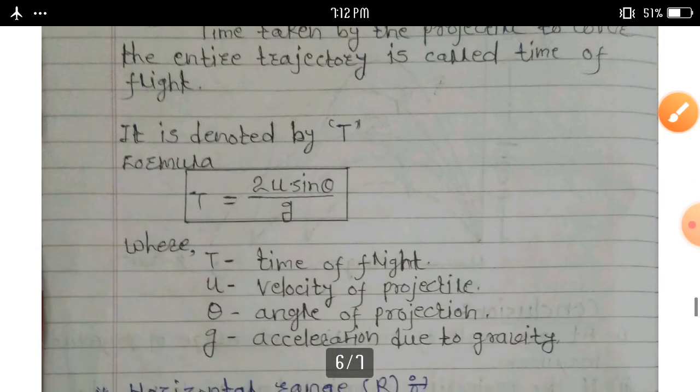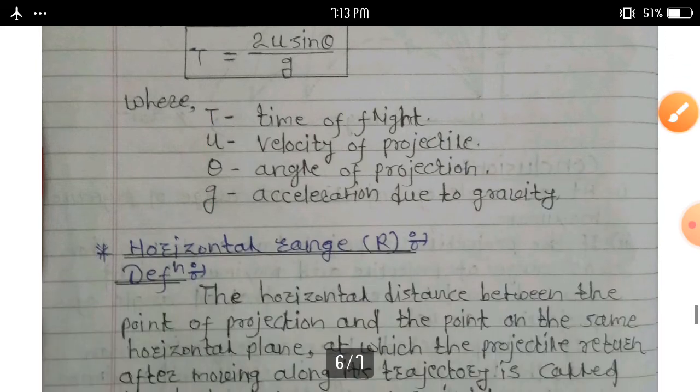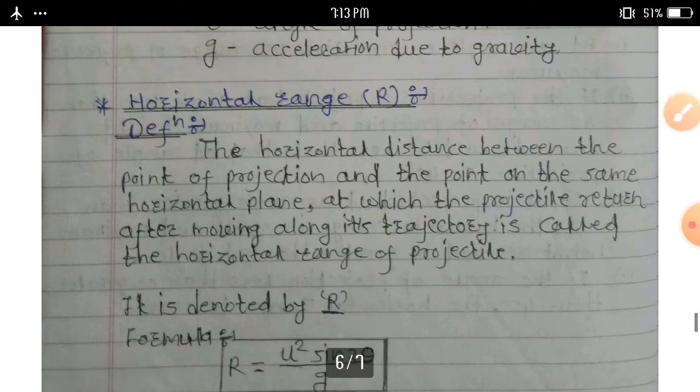Then the formula for time of flight is given here. Capital T is equal to 2u sin theta upon g. Here capital T is the time of flight, u is the velocity of the projectile, theta is the angle of projection, and small g is the acceleration due to gravity. With this formula we can calculate the time of flight of a projectile.